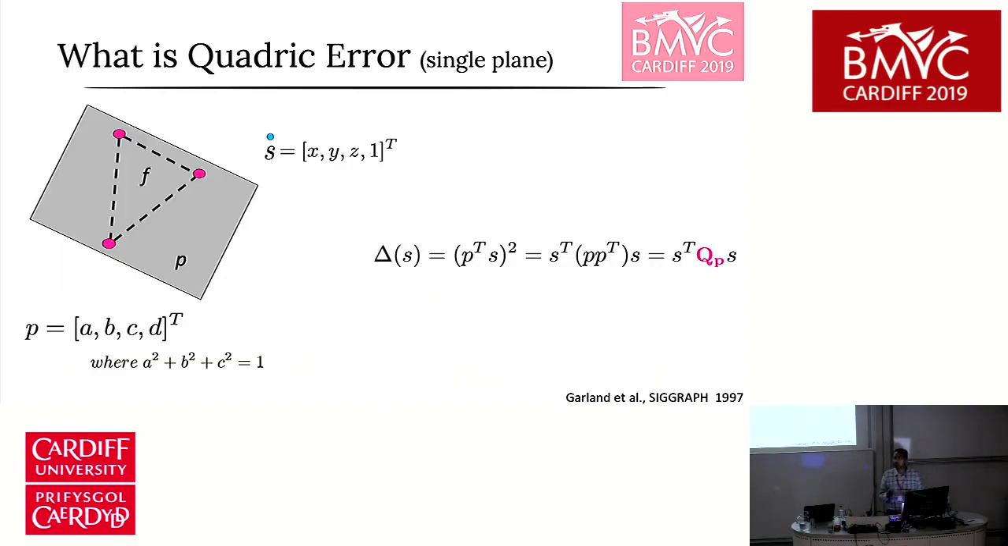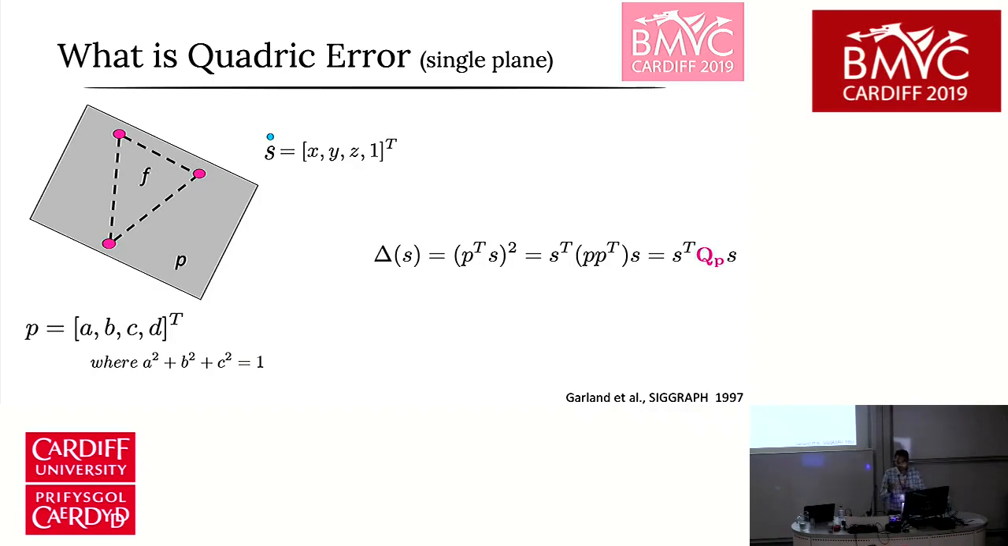So what is quadric error? As the name suggests, it's the square of the distance between the point S, represented as homogeneous coordinates, and the plane P having a unit normal vector. So given P and S, quadric error can be written as the square of P transpose S, which simplifies to S transpose times Q times S.